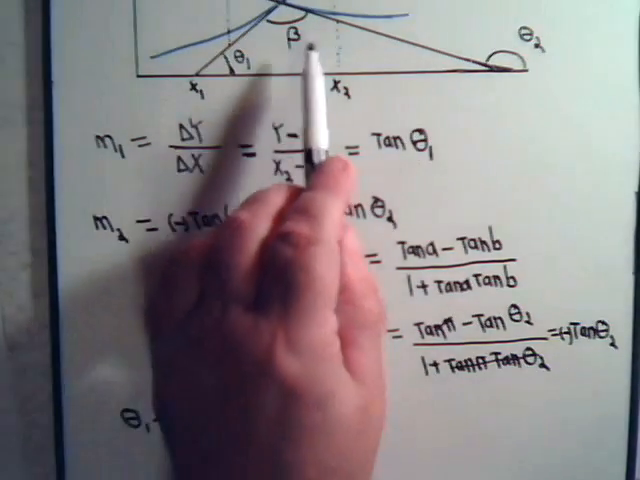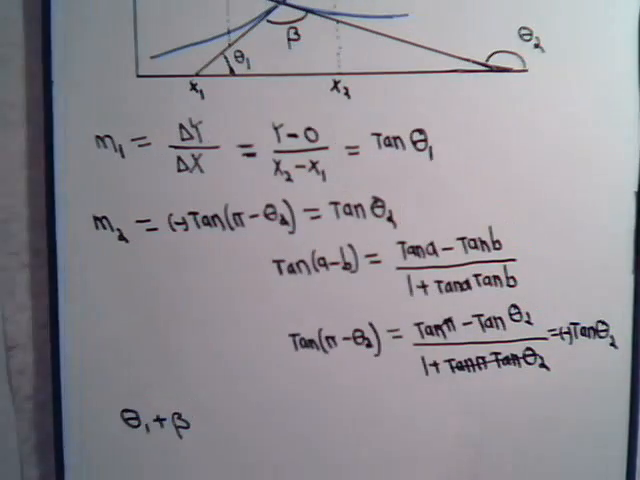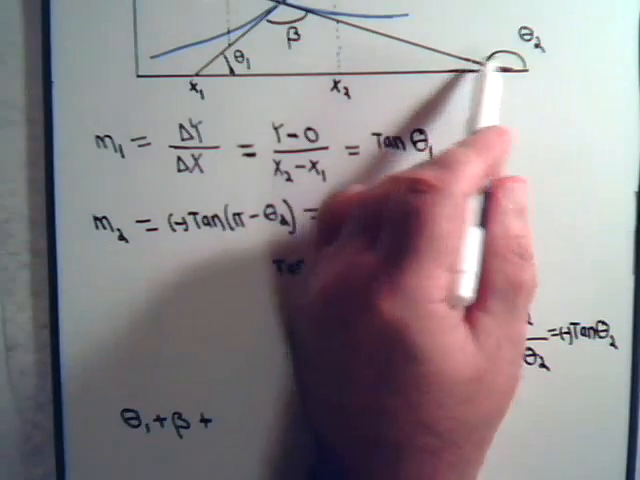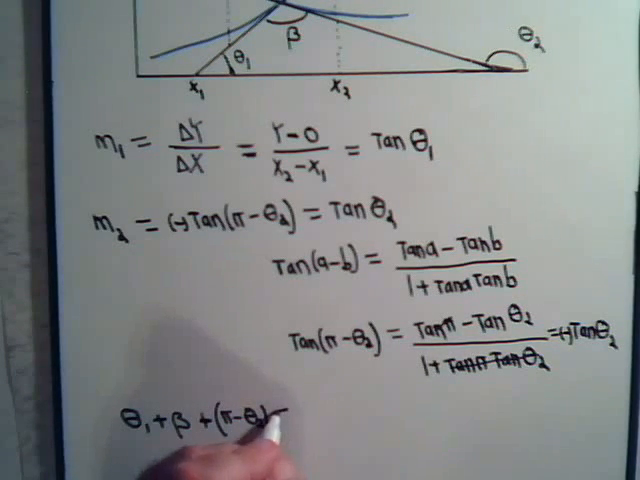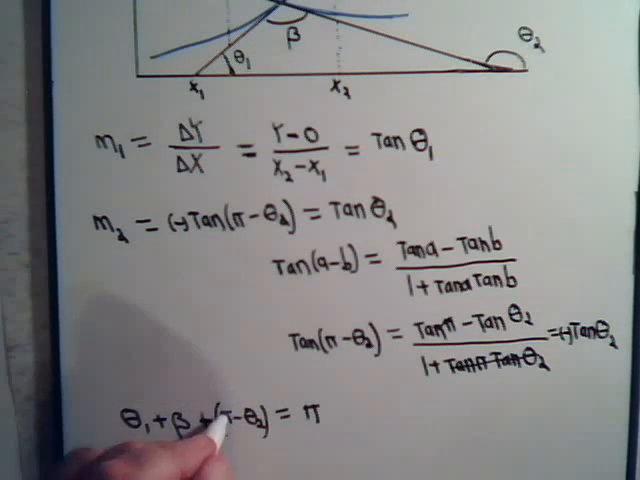This angle plus this angle plus the smaller one has to add up to 180 degrees, or pi radians. So phi 1 plus beta plus, this is pi minus theta 2. Those had to add up to pi. We can subtract pi from both sides of the equation, and we have minus theta 2.